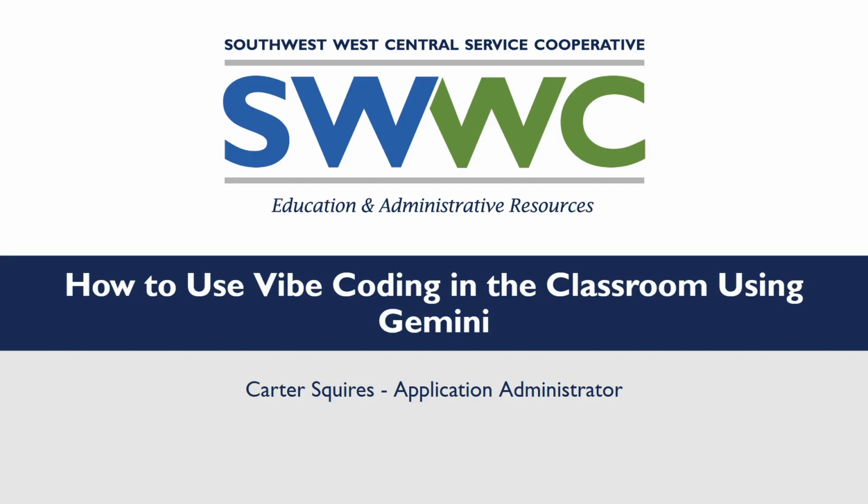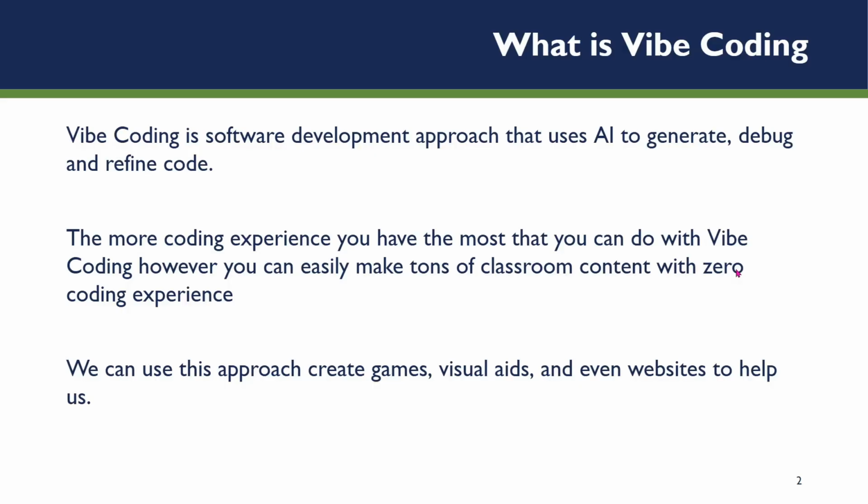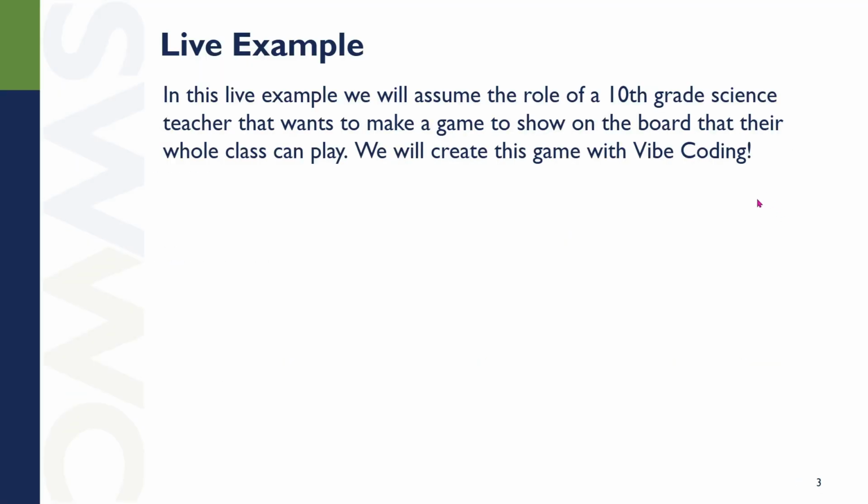My name is Carter Squires, and today I'll be showing you how you can use vibe coding in the classroom using Gemini. So what is vibe coding? Well, vibe coding is a relatively new software development term that essentially means using AI to generate and improve code. Now, the more coding experience you have will generally determine what you can do with vibe coding. However, in this tutorial today, I'll show you how you can make tons of cool classroom content with zero coding experience. So let's look at a live example.